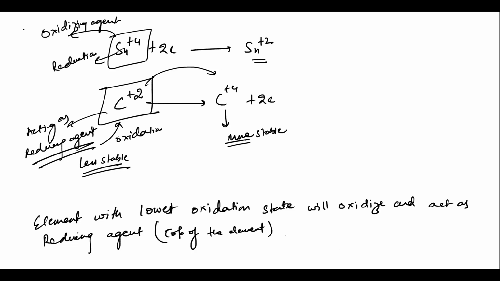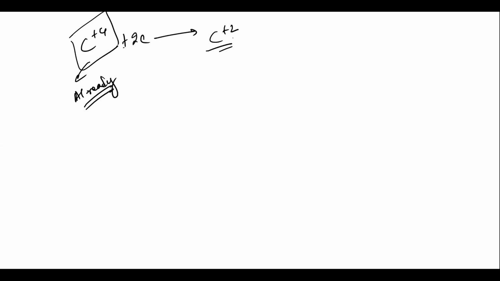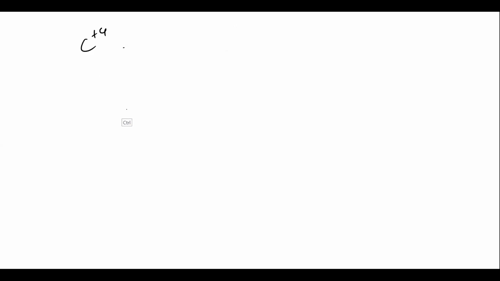If an element is going to have +2 oxidation state, for example, if carbon is already at +4 oxidation state, it will not go to +2. Why? Because it is already stable. It will not gain 2 electrons to give C2 positive. So this applies if the element is going to have +4 or higher oxidation state.